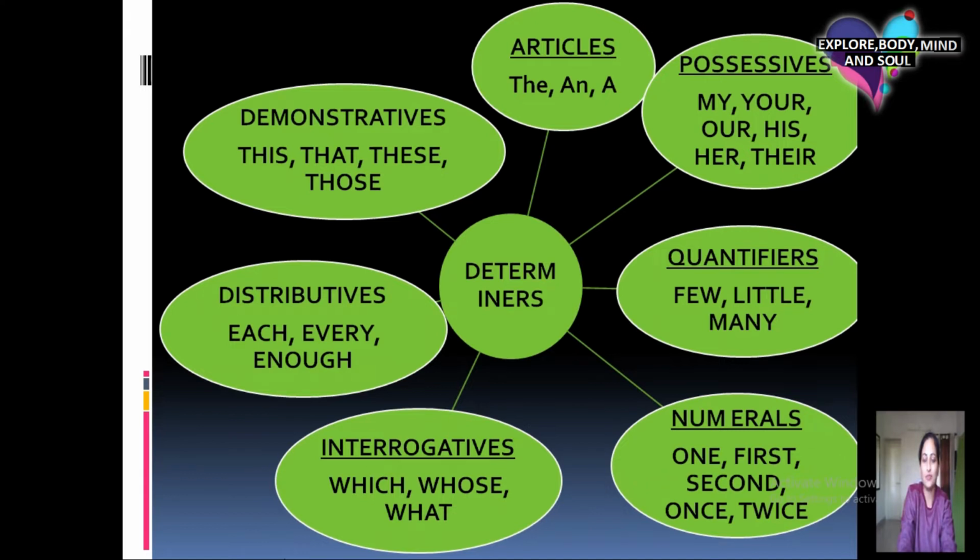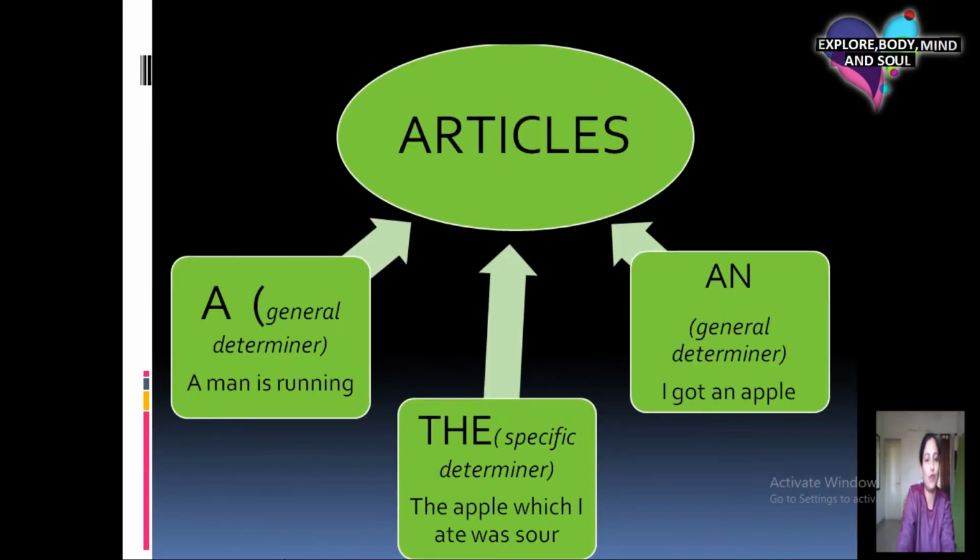Our 7 types of determiners are articles, possessives, quantifiers, numerals, interrogatives, distributives, and demonstratives. Now let's see each of them one by one. Articles: a, an, and the. These are the 3 articles. But a and an are always general determiners, whereas the is a specific determiner.